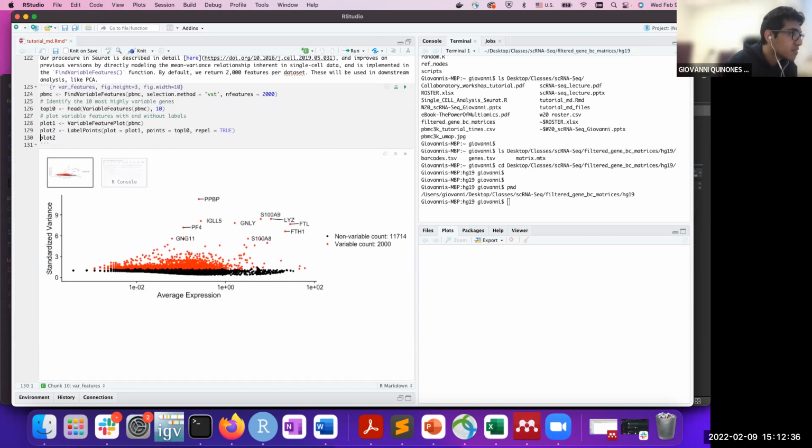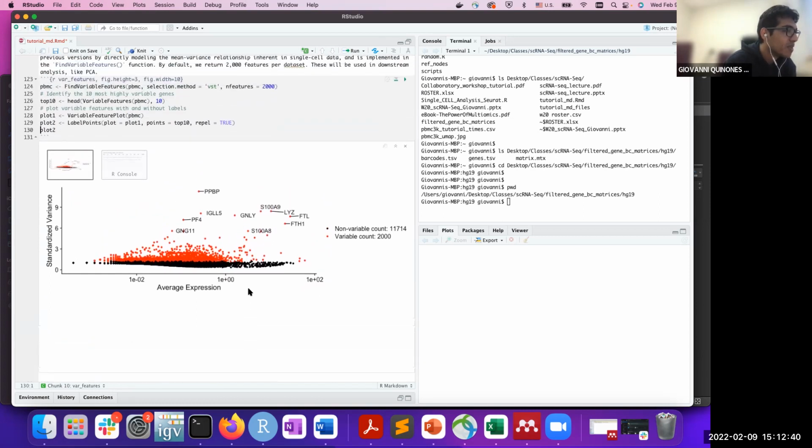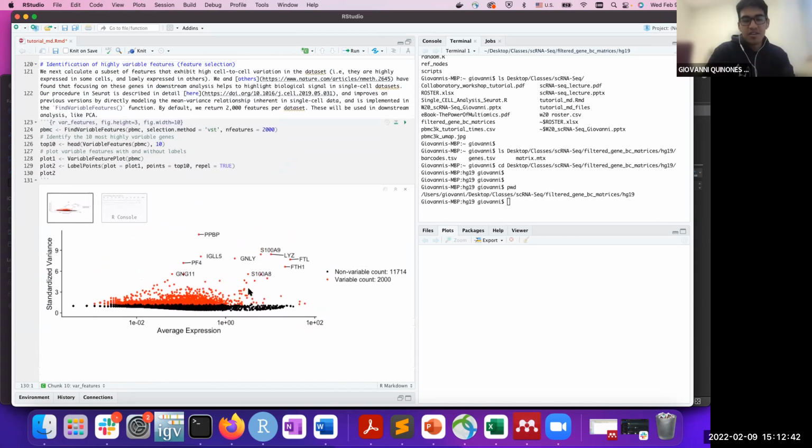Oh, I don't know if I like this, it's too white. Anyways, let me just go back to the original plot because this is too stretched horizontally. It's not very clear.